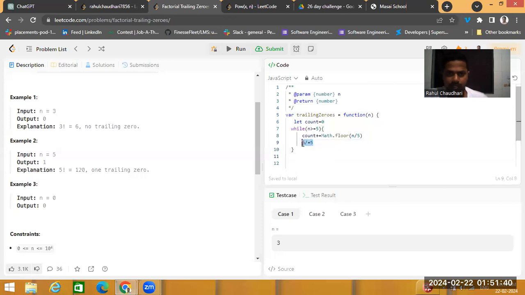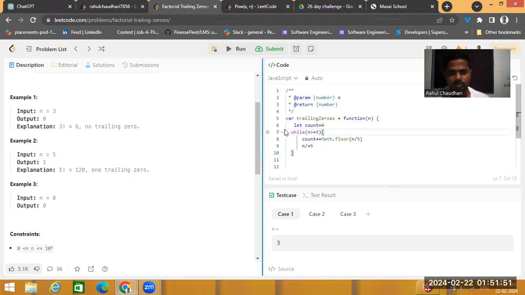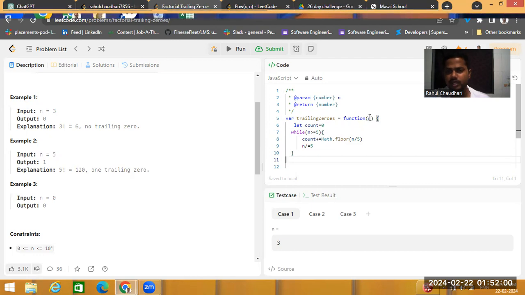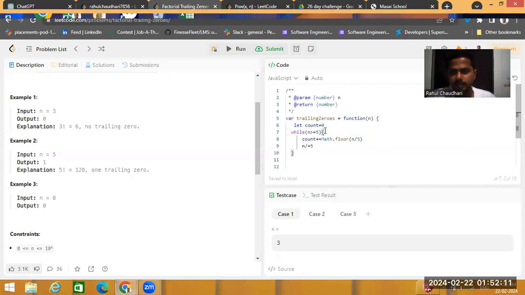So we need to take this also, and we are counting this. This is the optimized version of the solution, and we can solve it by brute force. Like given the number, we run the loop till one, convert, and count the zeros, right, and print the results.